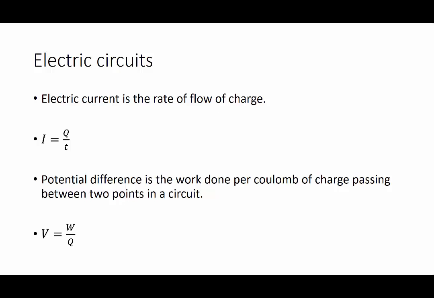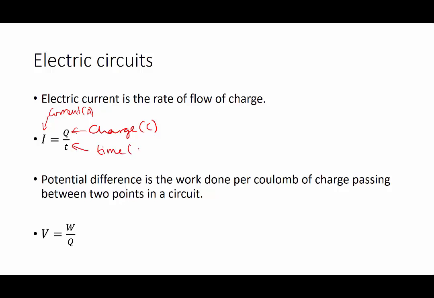Electric current is the rate of flow of charge. It's calculated as I, which is current, equals Q, which is charge, divided by T, which is time. Current is measured in amps. Charge is measured in coulombs, which is the symbol capital C, and time has to be put into seconds.